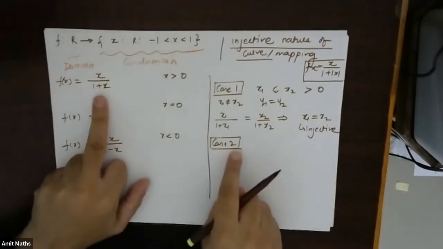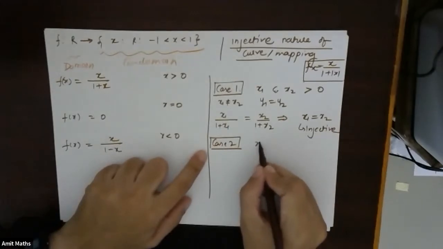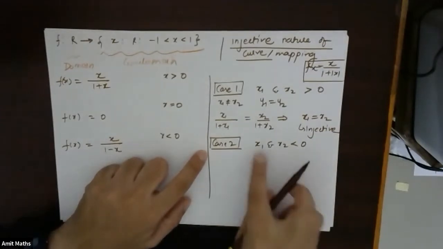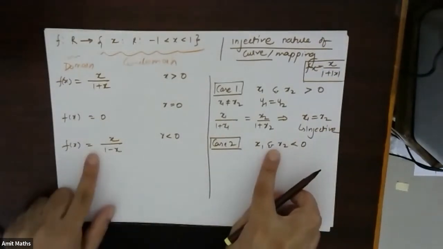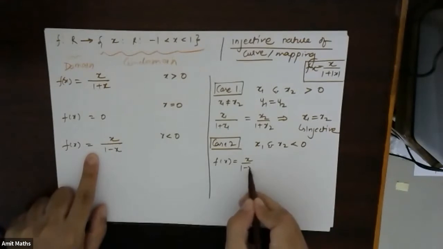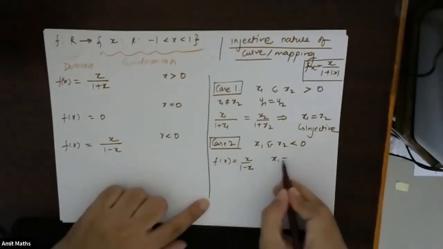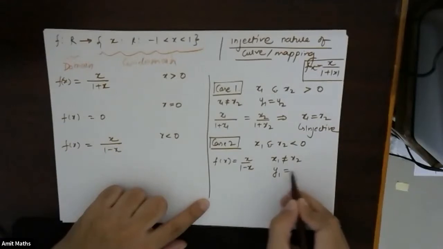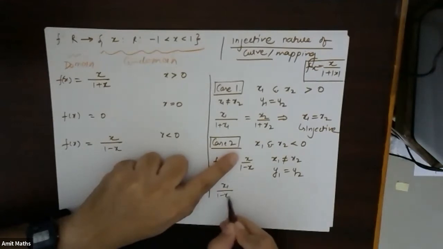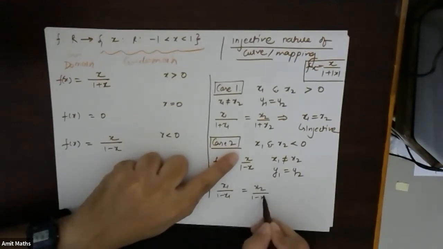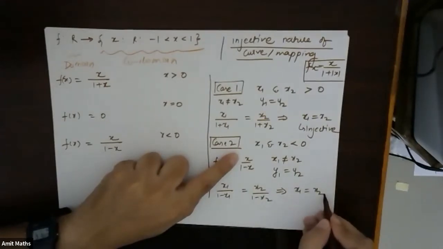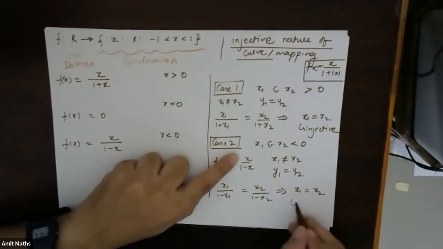Now for case 2, I will check x1 and x2 less than 0. If x1 and x2 are less than 0, the function will become of this kind. So f of x will be x upon 1 minus x. I will substitute x1 not equals to x2 and y1 equals to y2. Y1 will be what? When I substitute x1 here, this is x1 upon 1 minus x1 equals to x2 upon 1 minus x2. Again, if I solve this, I will get the same result, that is x1 is equals to x2. If I'm getting only this solution, that means this is again injective.